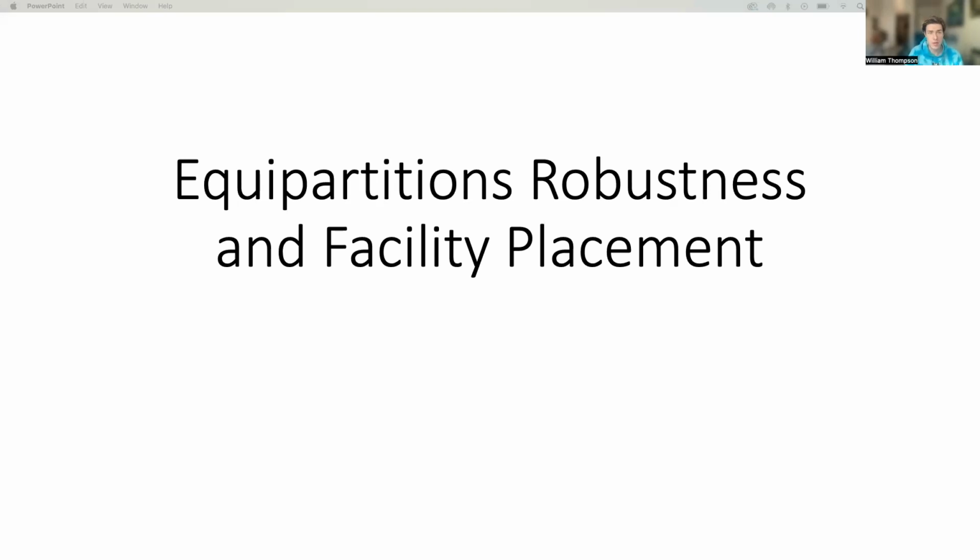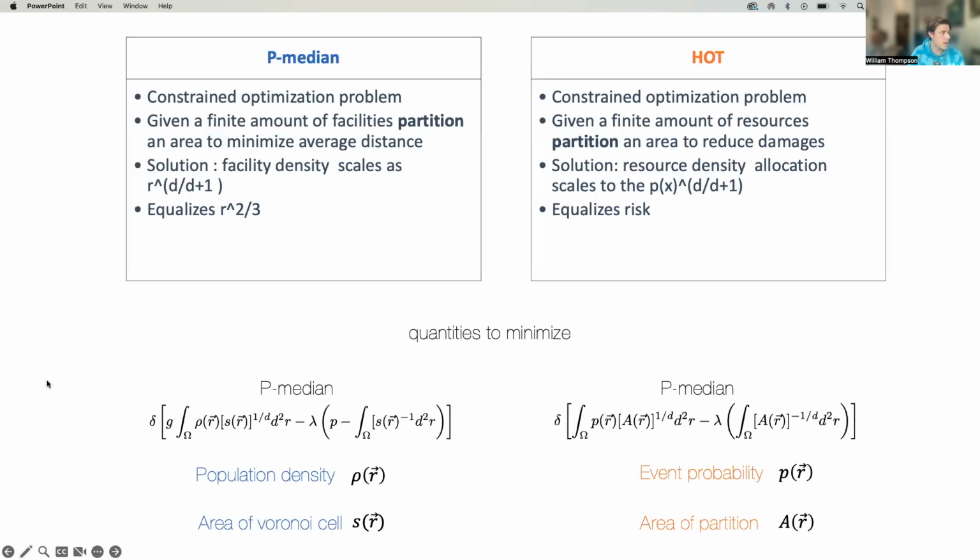Hi, my name is Will Thompson, and I want to talk to you today about my proposal for my POCS project. And the idea here is tying together two different important ideas. The first of which is from the mathematics of facility placement and optimal facility allocation. And this is called the p-median problem.